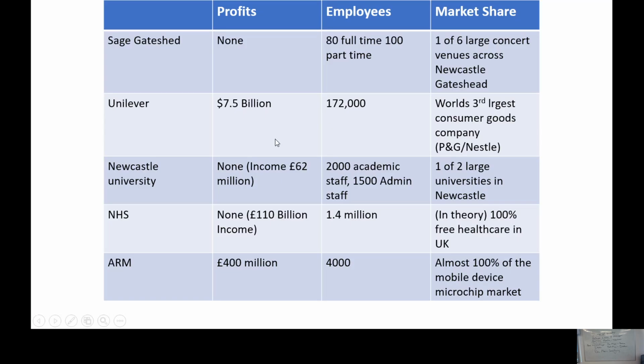So just a few examples from those businesses. Sage Gateshead doesn't make any profit. It's a not-for-profit company. Has 80 full-time staff. Market share, one of 6 large concert venues in Newcastle. So not huge, not tiny either.